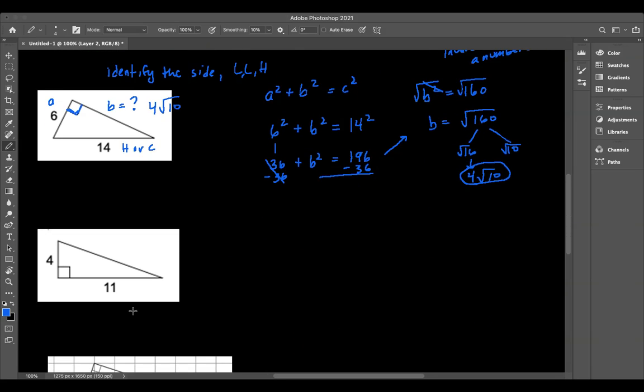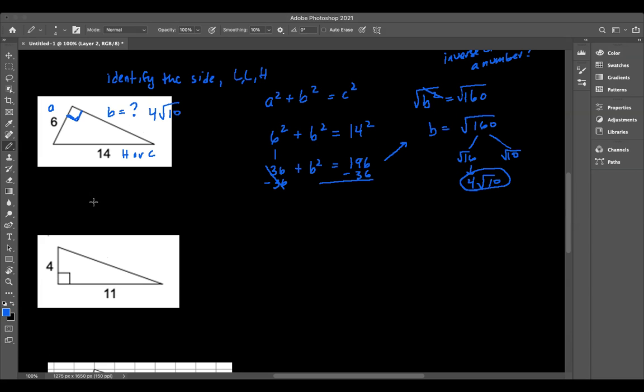So we have this one here. First thing we have to do is identify the legs and the hypotenuse. Now we have the right triangle here. Opposite the right angle is the hypotenuse, so this would be the height equals C. And remember we said anything that's touching the right angle is a leg. So this one is a leg, this one is a leg.